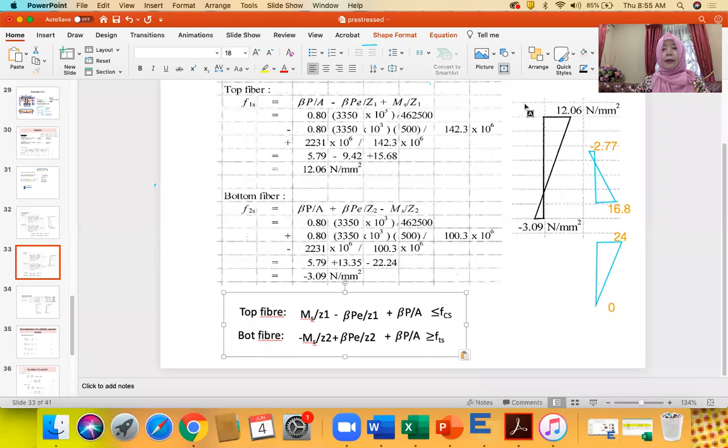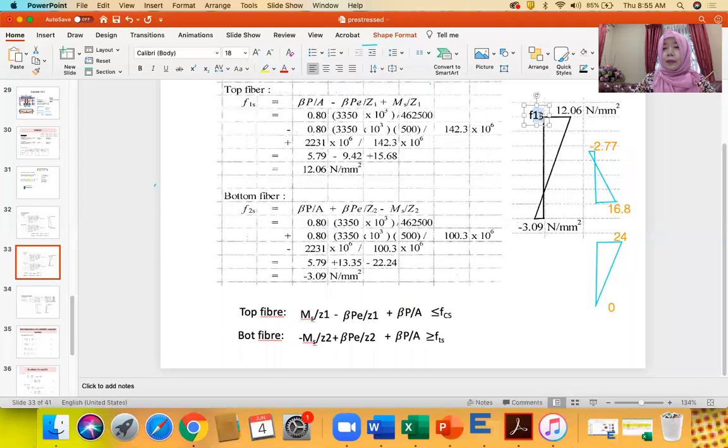This is F1S, the stress here. And the bottom one is F2S. F2S is equal, see our equation from yesterday, to minus MSZ2 plus beta PEZ2, plus beta P over A. So we got the value negative 0.9. Okay, this is the one that we obtained, and this is the limit that we calculated earlier.